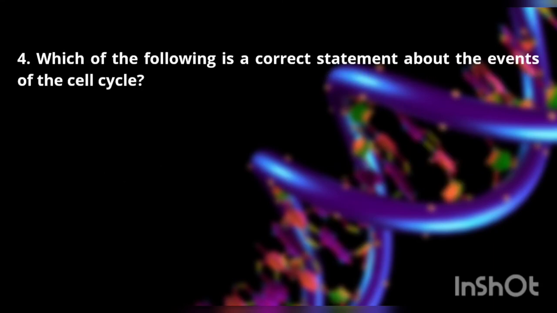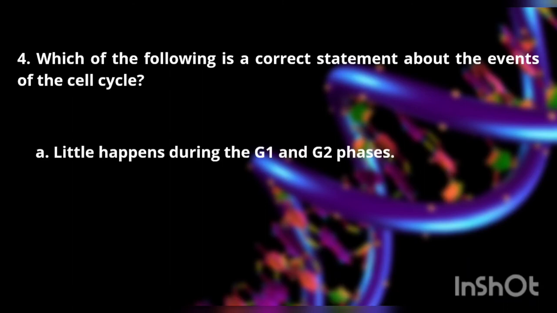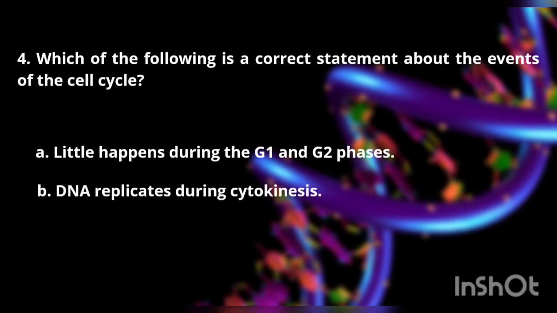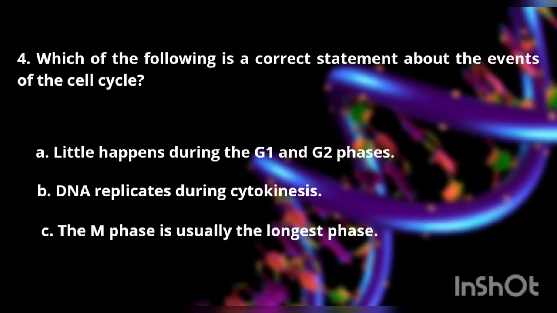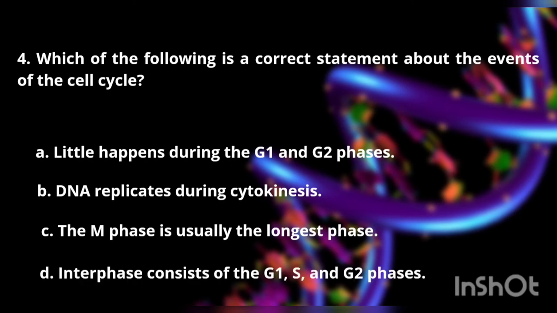Number 4. Which of the following is a correct statement about the events of the cell cycle? A. Little happens during the G1 and the G2 phases. B. DNA replicates during cytokinesis. C. The M phase is usually the longest phase. D. Interphase consists of the G1, S, and the G2 phases.